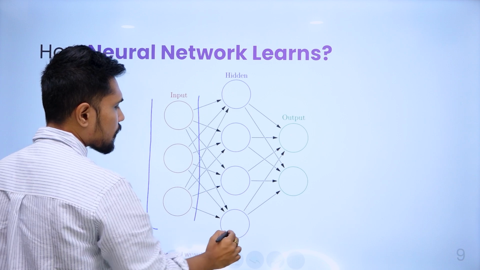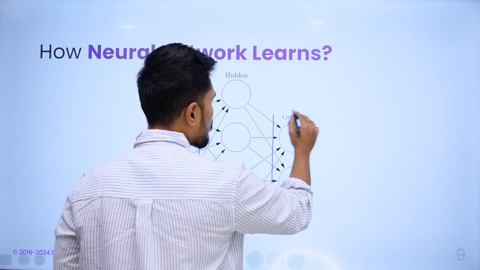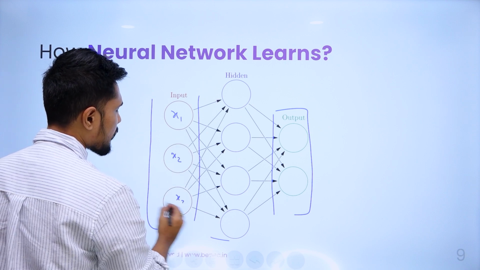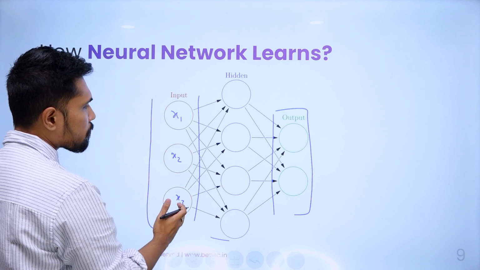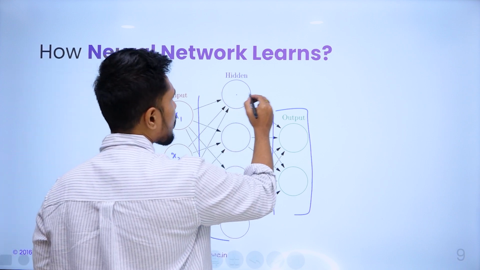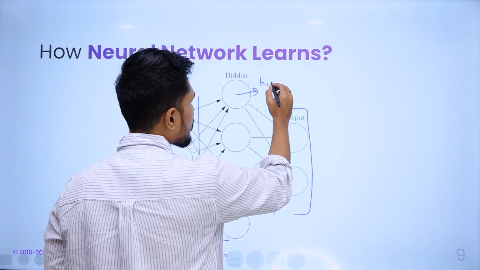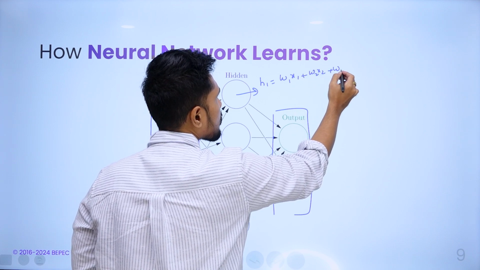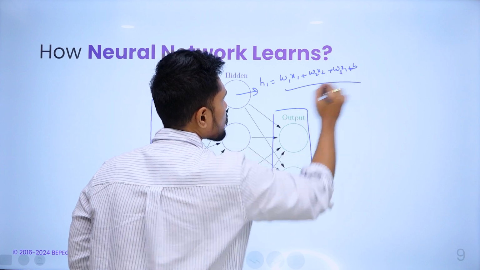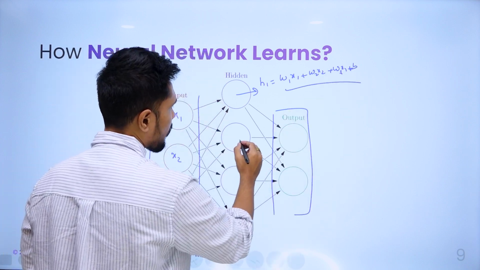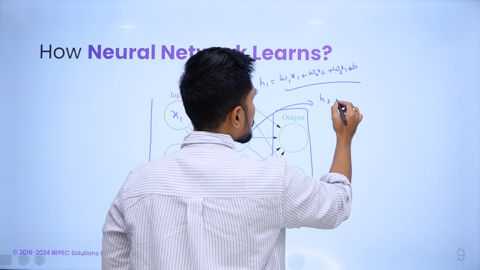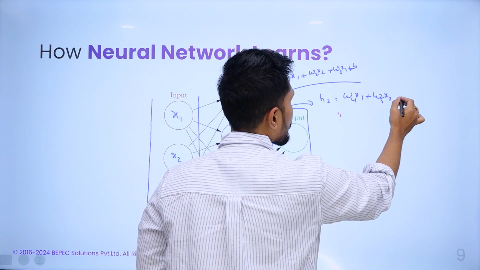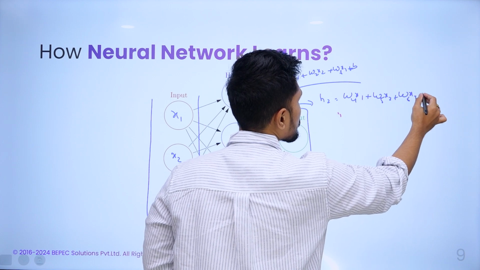This is your input layer. This is your hidden layer. And this is going to be your output layer. And if you take information like x1, x2, x3, in order to pass the information from the input layer to your hidden layer, you need to have a particular weight. So the equation at hidden layer 1 is going to be w1 x1 plus w2 x2 plus w3 x3 plus bias. And if I want to write it at hidden layer 2, the equation is going to be w4 x1 plus w5 x2 plus w6 x3 plus b2.